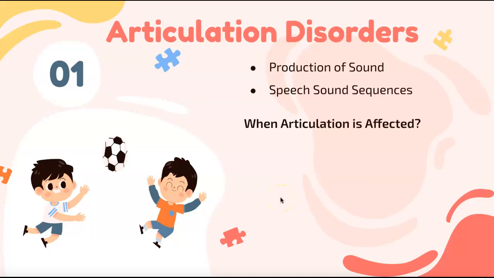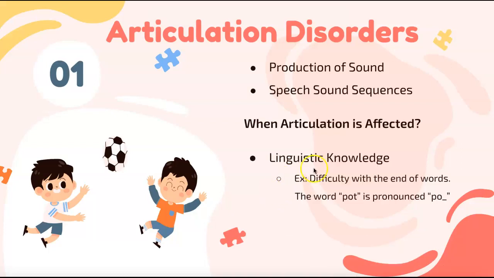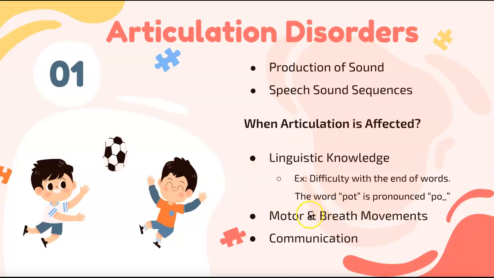This becomes something to look into when your child is making these mistakes past their chronological age, and that falls into the linguistic knowledge aspect. As for the motor and breath movements, and also communication is affected when a child has articulation disorders. They can have trouble with breathing, their jaw, lips, and tongue, and also vocal folds, and just controlling their breath. And so that can also affect their communication. It's not as easy.